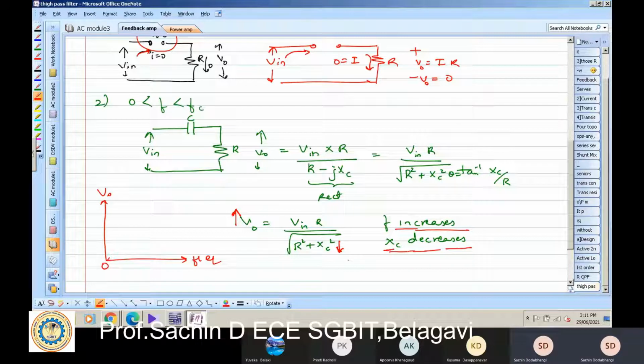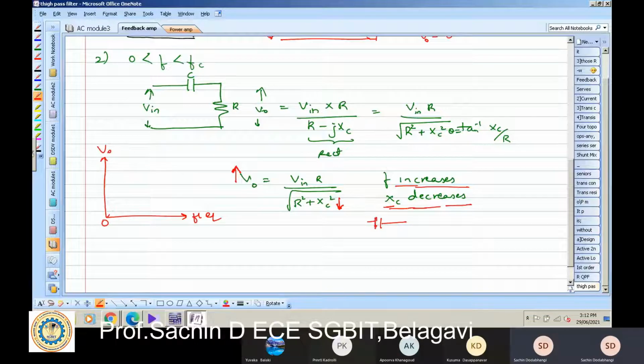I repeat, this is my capacitor. Remember, for a resistor we have a resistance. Similarly, for a capacitor it has capacitive reactance, and for an inductor it has inductive reactance. It is an opposition factor to the flow of current offered by a component. So here XC decreases in the denominator term, so output voltage goes on increasing.